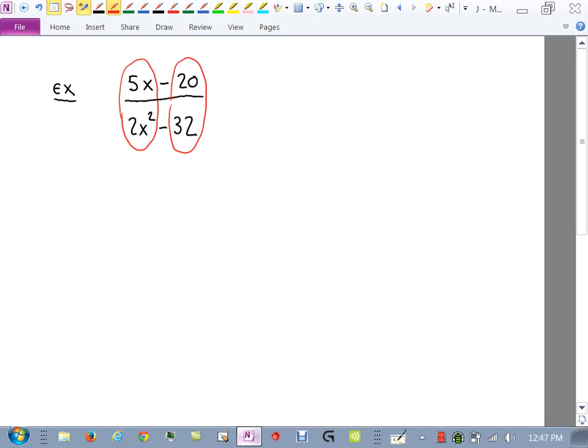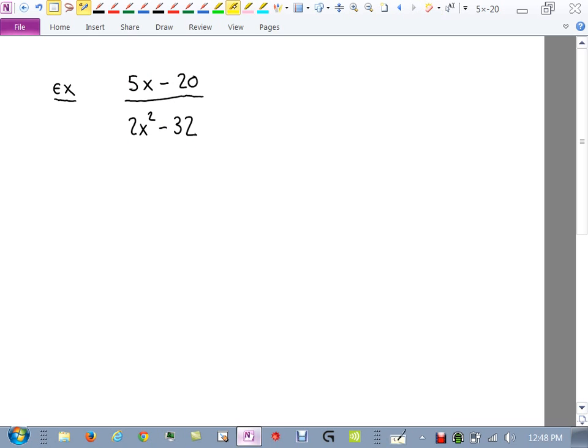No. Why not? Because there's subtraction between them. You can only do that when there's multiplication. So we are not allowed to start canceling and messing with that. Do y'all see the difference between that and the previous problem? Yes? Okay. But there is still a way to at least try to simplify this.